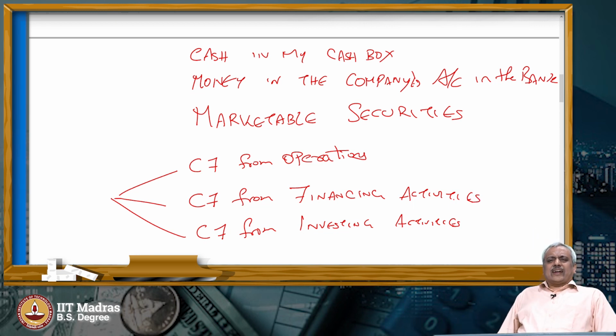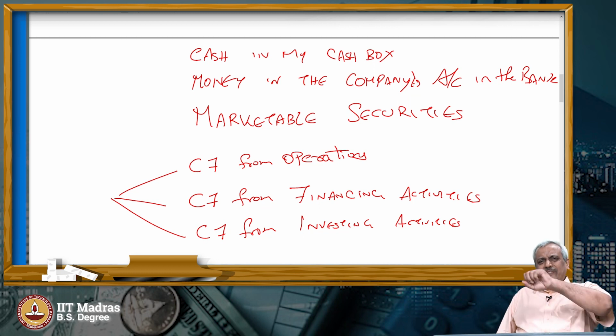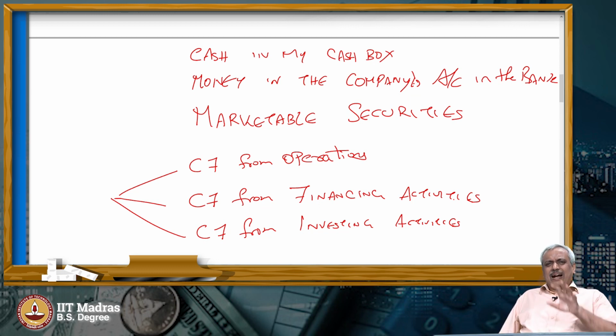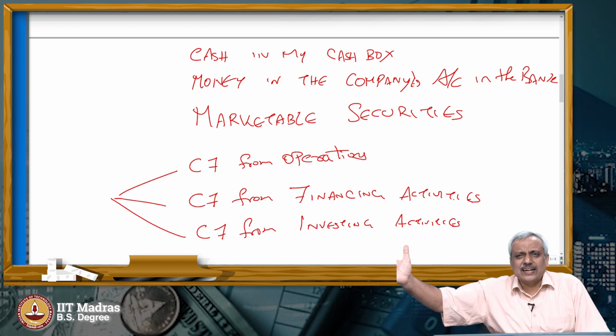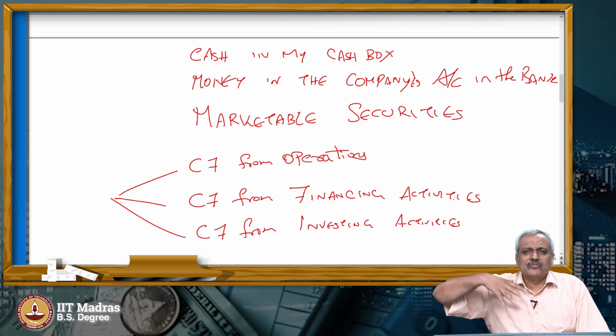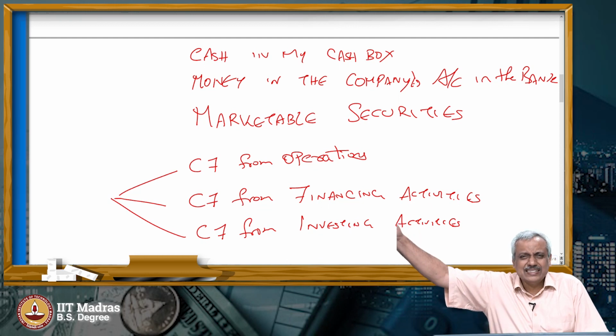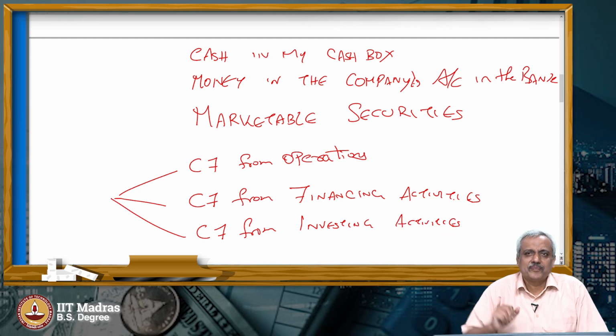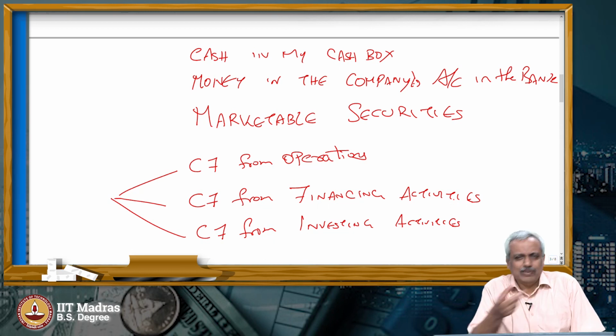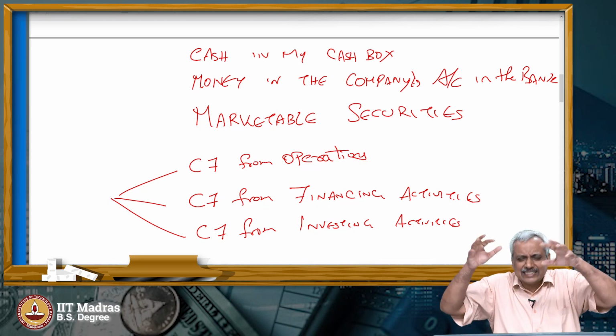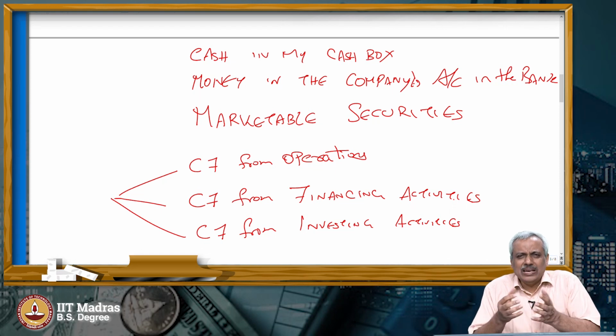Now, why are we classifying all this? Why do we need to classify all this? Imagine a company, you open your cash box, it has a lot of money. So, do you have to feel happy about it? Yes and no. Why? I feel happy about it if all that cash has been generated because of my operating activity and without significantly increasing my liability. I will be unhappy if all the cash has been generated purely from financing.